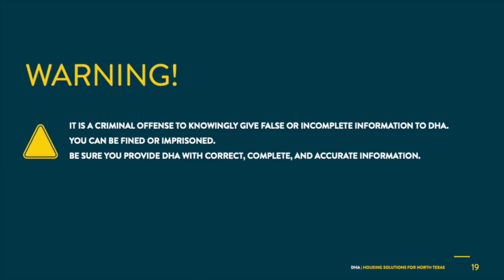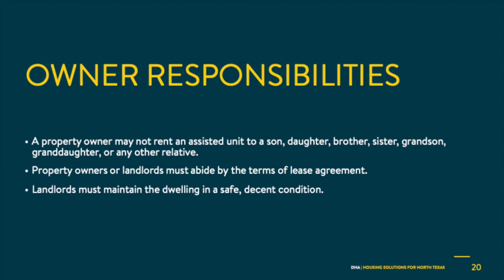Please beware, it is a criminal offense to knowingly give false information to receive housing benefits, to get lower rent, or to receive aid or benefits under a federally funded assistance program. Violators can be fined or imprisoned. Please be sure to provide DHA with correct and accurate information. The owner and landlord has responsibilities too.